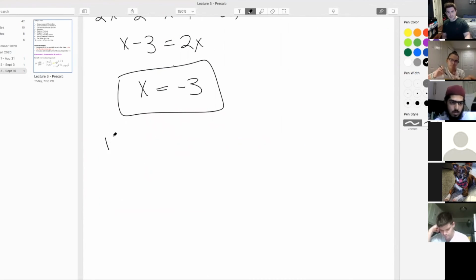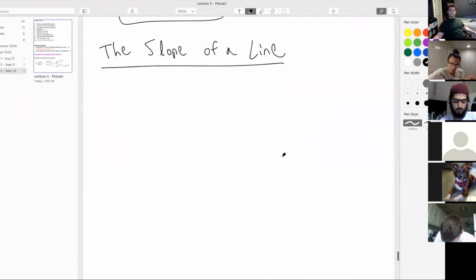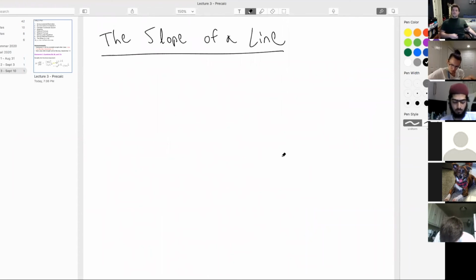All right, good. We're reaching the end here. Somewhat disjointed from the previous topic, let's talk about the slope of a line. That'll be the next heading: the slope of a line. Of course, we will have a definition.